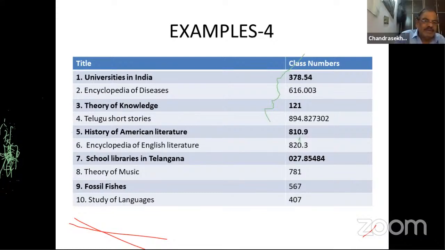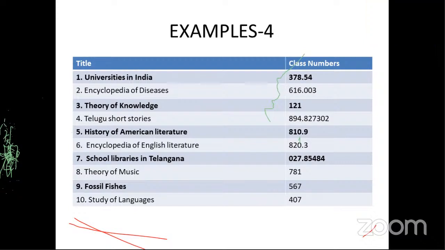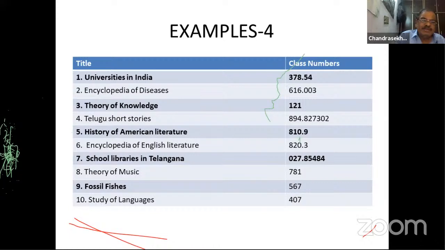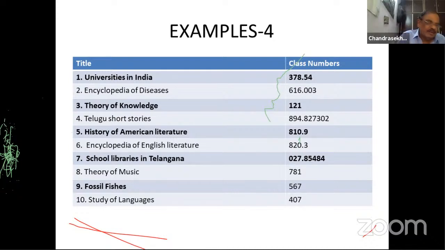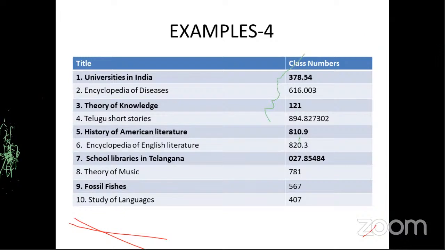Study of languages, 407.2, sir. 4072 is for research. Okay sir. 407 is correct sir. 407 is correct. So what is that? School libraries in Telangana, sir.